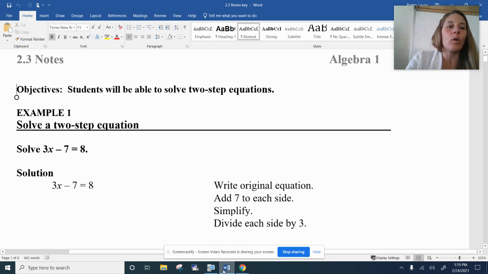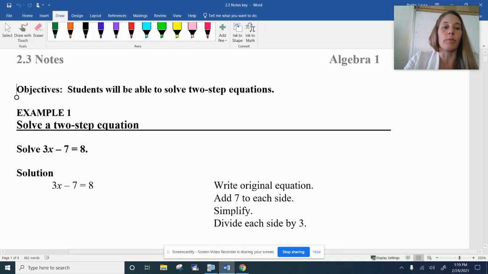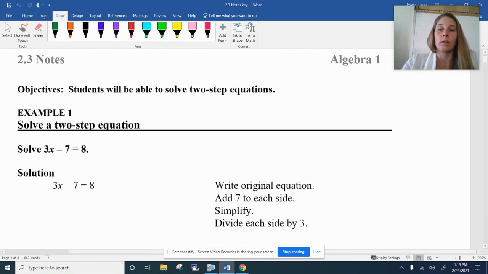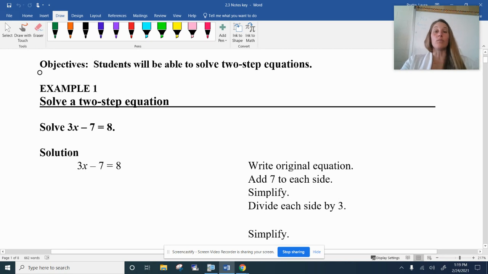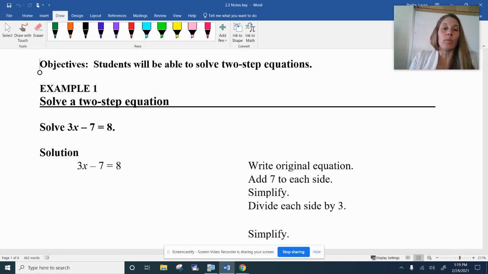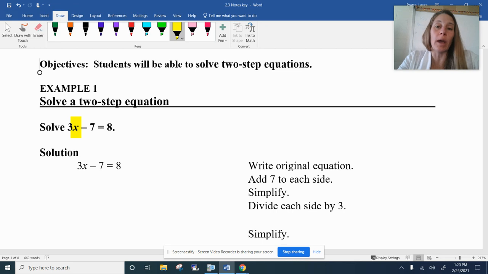Okay, so today we're going to go over section 2.3, which is two-step equations. With two-step equations, you're going to have to do more than one inverse operation. Now, typically, the way we're going to approach these is we're going to try to isolate that variable, and we're going to have to move everything that's on the same side of the equation as the variable to the other side.